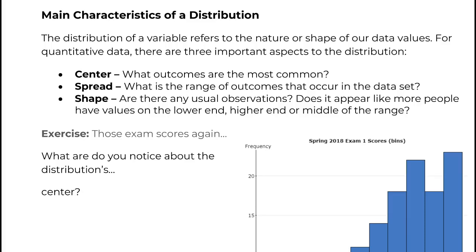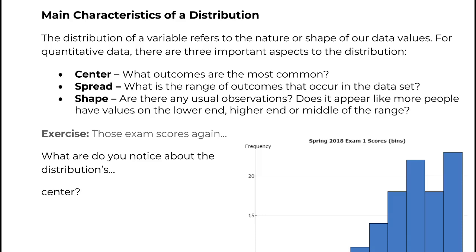So the main goal of all of these displays is to start looking at the distribution of our variable. And the distribution is basically the shape of our data values. Like, what do they look like? How are they falling? What do we expect, right? And there's three pieces to this.